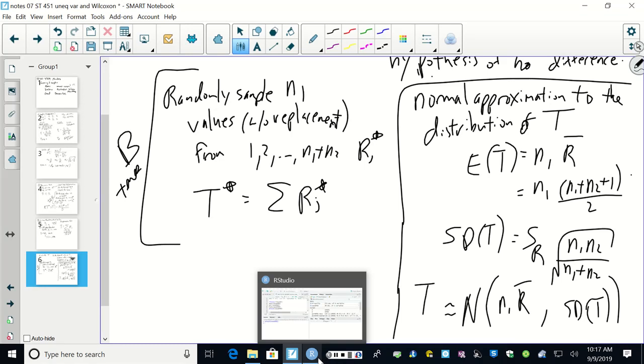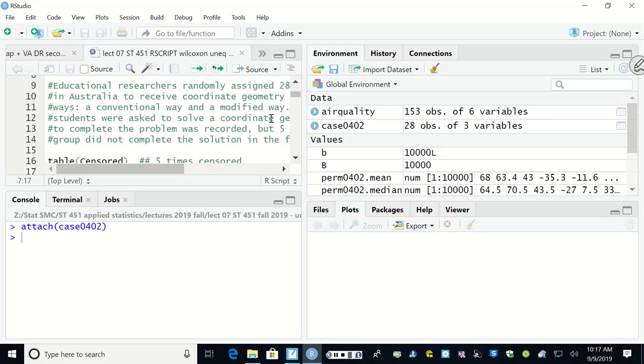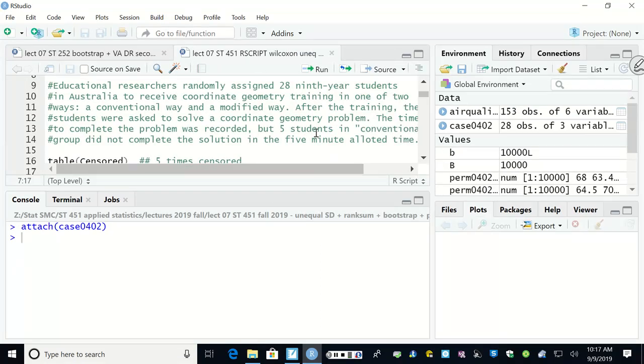Right? So let's look at some examples. Any questions about that? So we're going to look at the second case study. There is one example in chapter 4, and this one had to do with educational research. There were 28 ninth graders in Australia, and they're going to receive training in coordinate geometry in one of two ways.